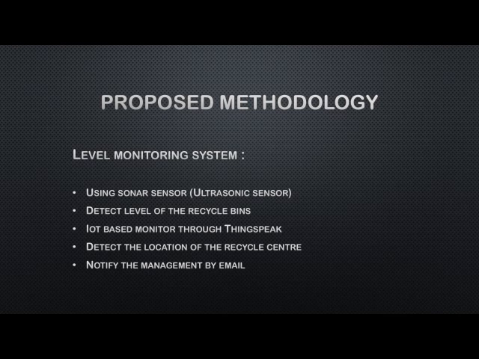Assalamualaikum and hi, my name is Abrar. So I'm going to explain about our group project proposed method. The proposed method of the smart invention for the recycling center at USIM consists of 3 main parts. For the first part, the level monitoring function is to detect the level in every recycle bin in the center.